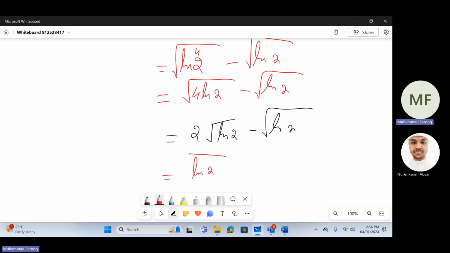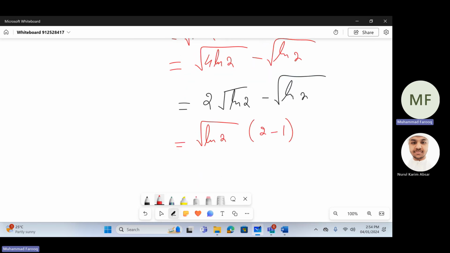So ln 2 squared is a common factor. I have 2 minus 1. So finally, the answer is square root of ln 2. This is a constant value. It is a number. ln 2 is a constant value.